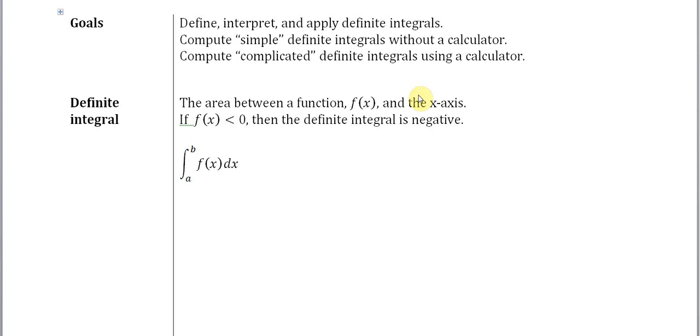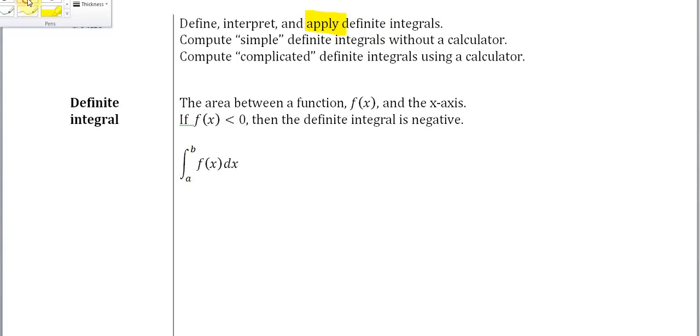In this video here, we will talk about and study definite integrals. And there's so much that we could say about definite integrals, so I want to narrow the scope a little bit. In this lesson, we're going to have three goals. First is to define, interpret, and apply the definite integral. Big emphasis here on apply.